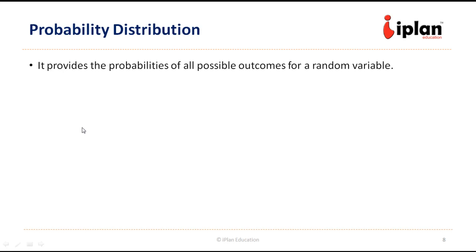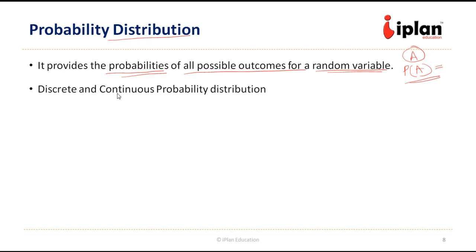So let us move to the next concept, the probability distribution. Probability distribution provides the probability of all possible outcomes for a random variable. For example, A is a random event. So the probability distribution of A will tell us how the probability of A varies for different points. It gives the complete picture of all possible outcomes and their respective probabilities. So the probability distribution can be of two types, discrete and continuous probability distribution.